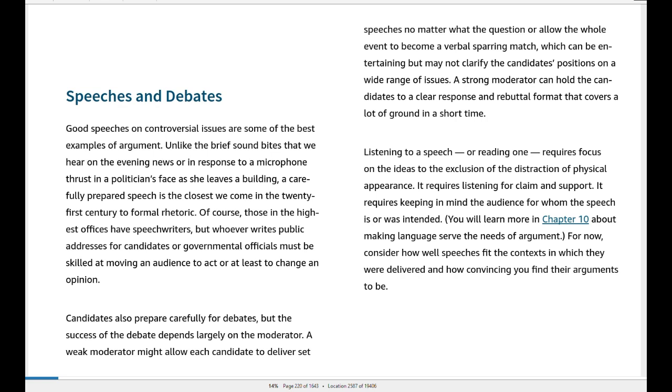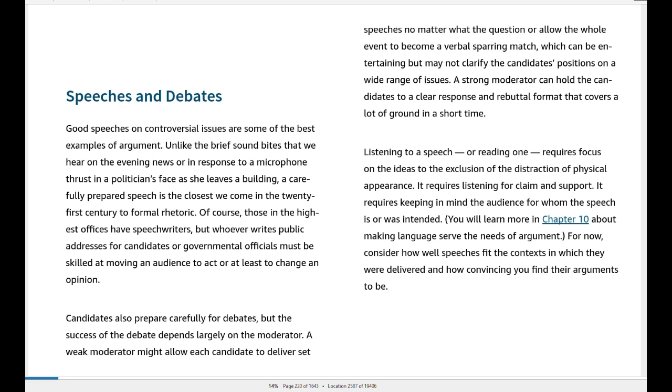Speeches and debates. Good speeches on controversial issues are some of the best examples of argument. Unlike the brief sound bites that we hear on the evening news or in response to a microphone thrust in a politician's face as she leaves a building, a carefully prepared speech is the closest we come in the 21st century to formal rhetoric. Of course, those in the highest offices have speechwriters, but whoever writes public addresses for candidates or government officials must be skilled at moving an audience to act or at least to change an opinion.